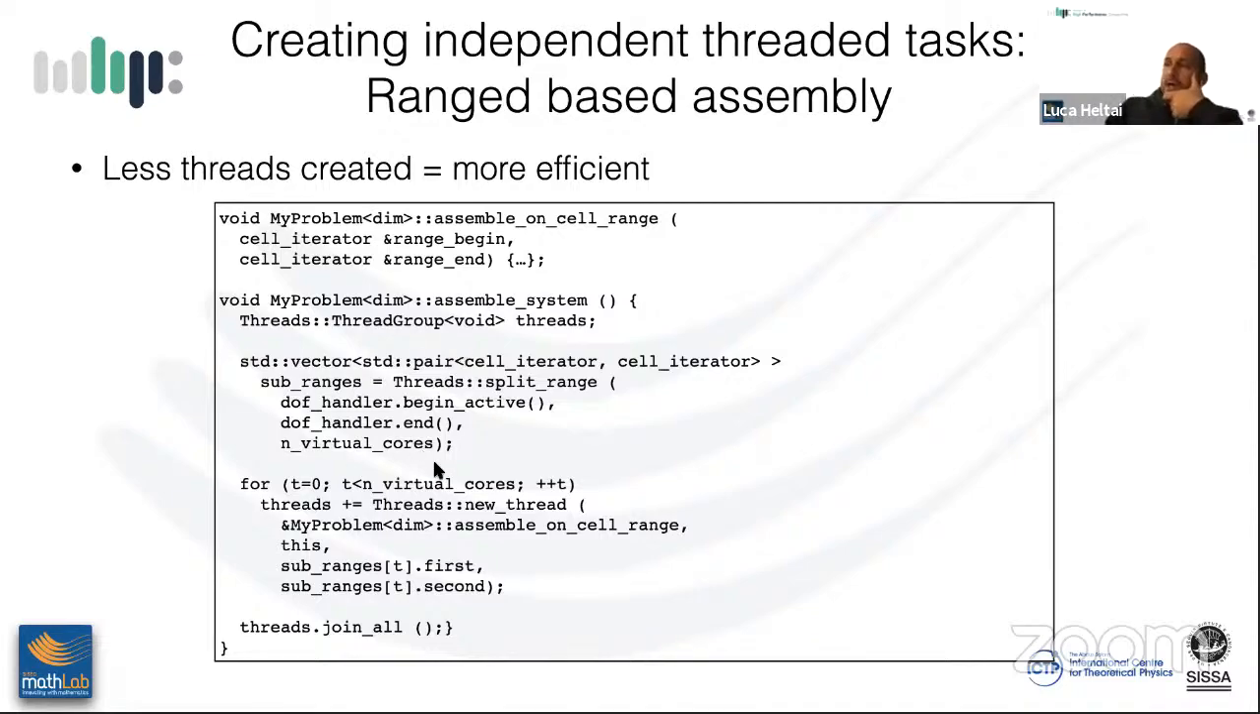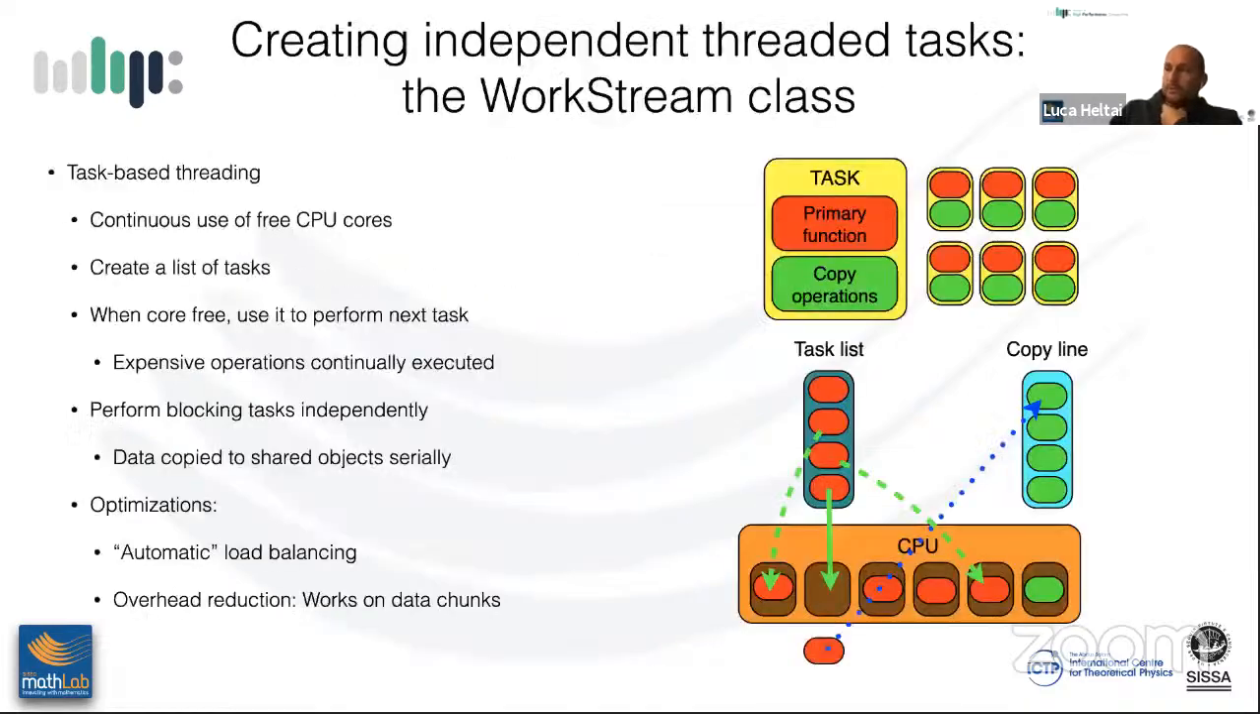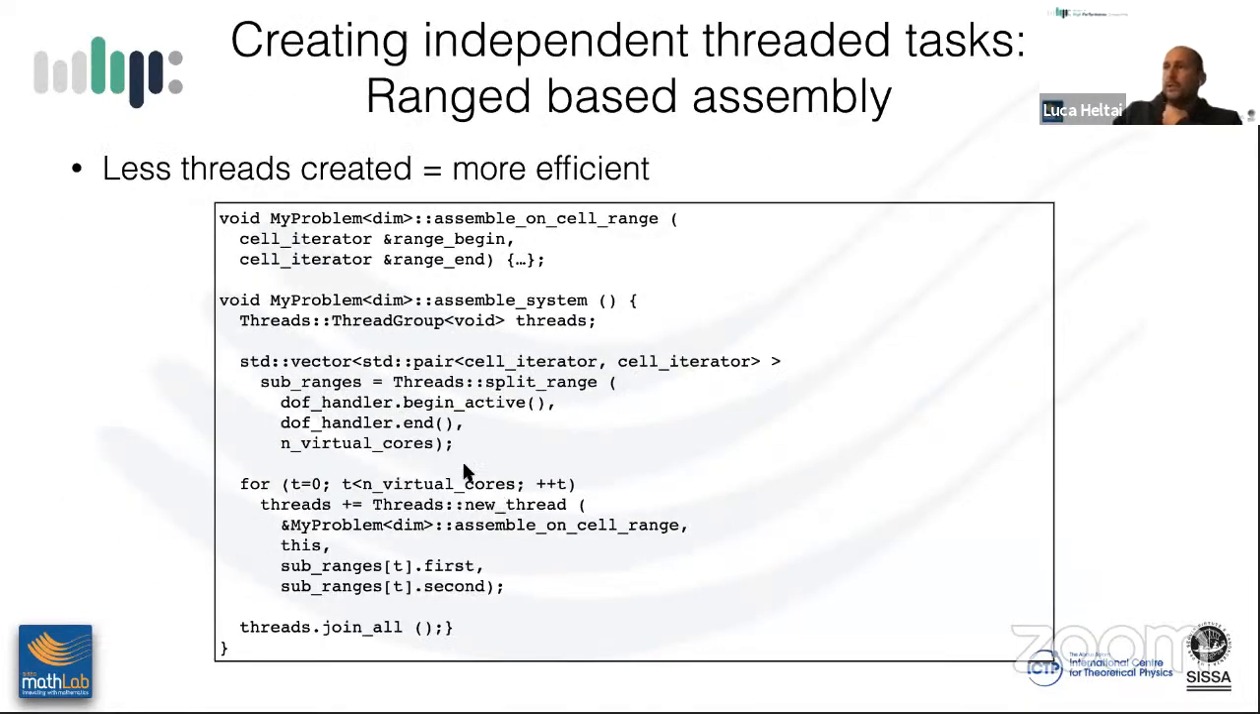So the thing here is that I am spawning explicitly a number of threads equal to the number of virtual cores. I'm not spawning a number of threads equal to the number of cells. I'm just splitting the work that I have to do in fixed amounts, or almost fixed amounts. What I'm doing here is the same thing that I was doing before, but instead of doing it from begin to end, I do it just from one piece to another piece.